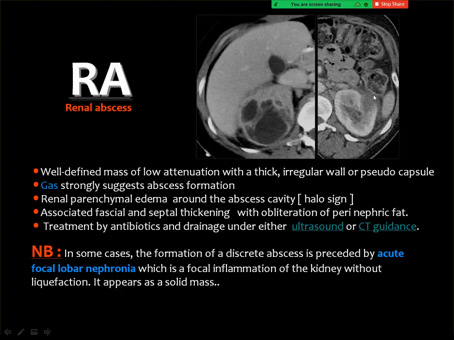Before the abscess liquefies into a true cavity filled with pus, it is known as acute focal lobar nephronia, meaning inflammation of the renal parenchyma forming this particular focus, which will later on liquefy into the abscess. Then anyone can ask, how can I discriminate this from a renal cell carcinoma? The answer, number one, is to consider the clinical picture. Inflammation means fever, means chills, means pus in the urine, and so on. But the renal cell carcinoma may not be associated with any symptoms or sometimes by hematuria.